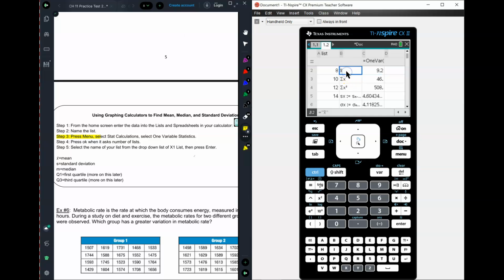So you've got X bar, which is your mean. You've got S, the standard deviation. Didn't we get 4.6? We got 4.6 for the standard deviation. And then the median is over there and all that stuff. Wait, where's the median? When you scroll down, there's a whole bunch of other stuff. So cool.